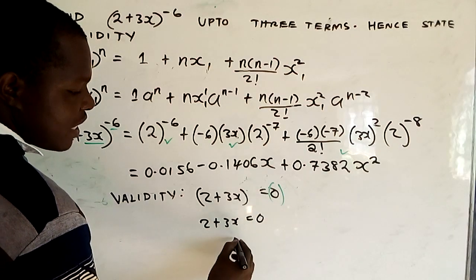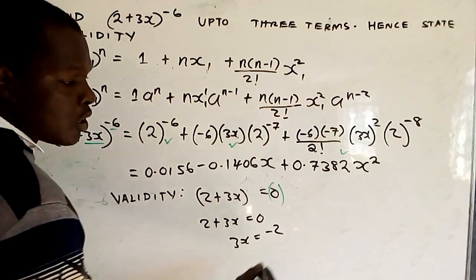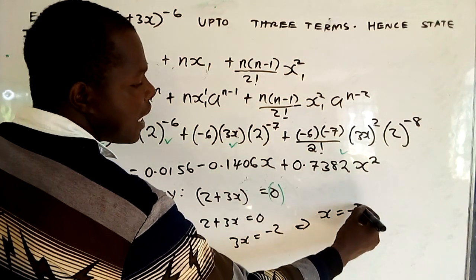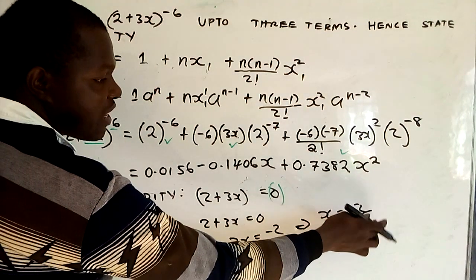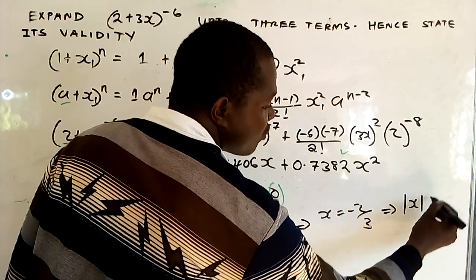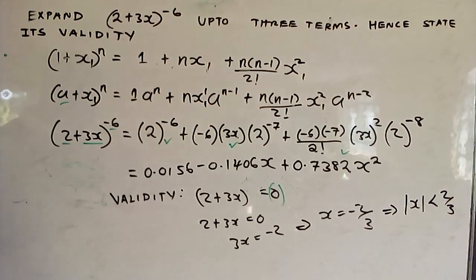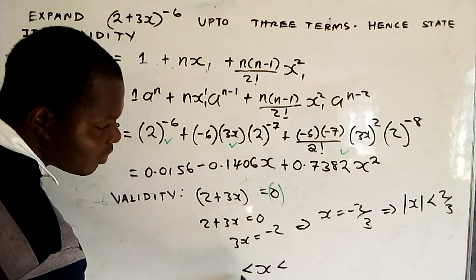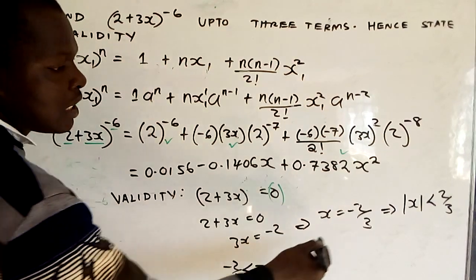So make x the subject of the formula. Take it to the other side, you remain with 3x is equal to negative 2, isn't it? So that implies x is what? You divide both sides by 3. x is negative 2 over 3. So if x is negative 2 over 3 and not 2 over 3 is what we need, that implies we have absolute value of x is less than 2 over 3. So if absolute value of x is less than 2 over 3, it means x is within the interval negative 2 over 3 and positive 2 over 3.